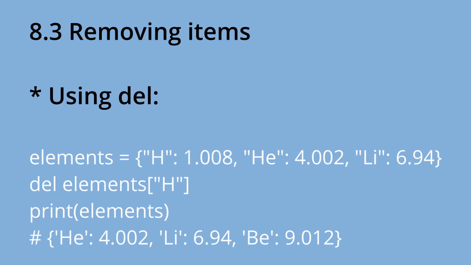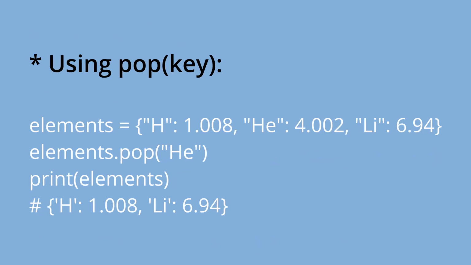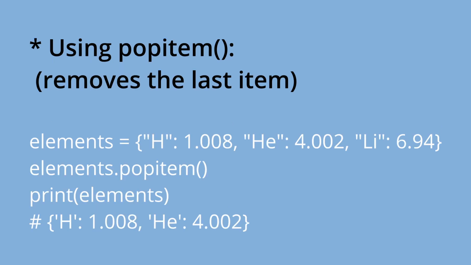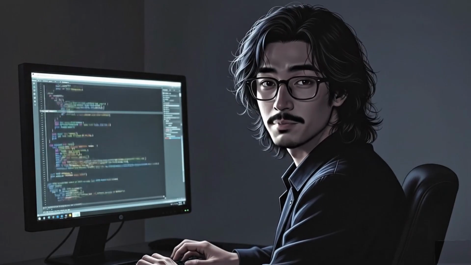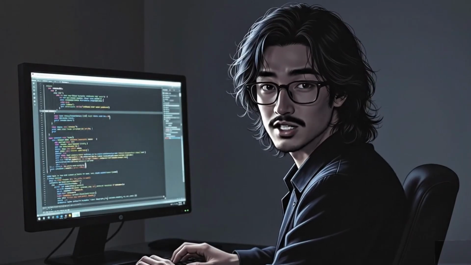Removing items. Use del. del elements['H'] removes the H key and value 1.008 from the dict. Using pop with a key, elements.pop('HE'), removes the corresponding item. Using popitem removes the last item: elements.popitem(). Yes, dictionaries are mutable, just like your lab notebook, except you don't need whiteout.